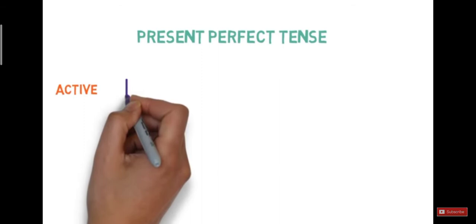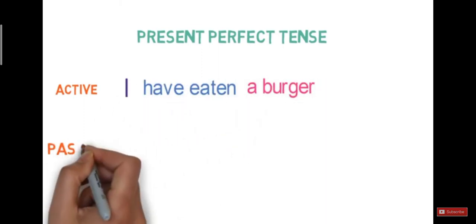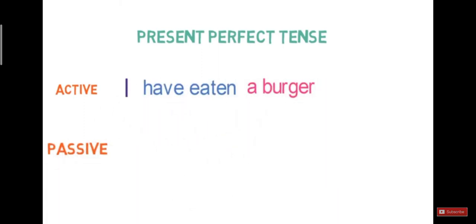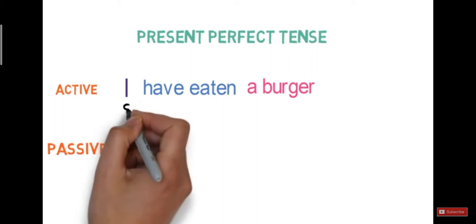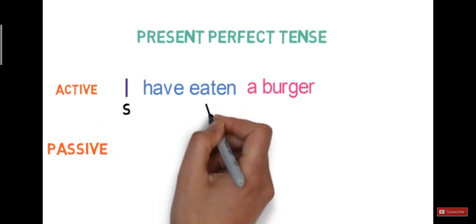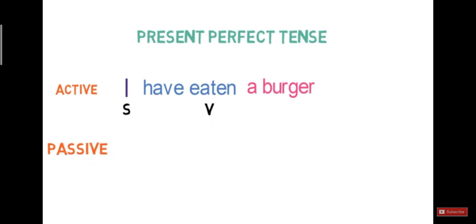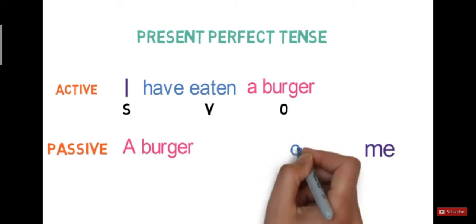Present perfect tense, active voice. Example: I have eaten a burger. First step, identify. I, subject, a burger, object, and eaten, verb. Now, when we want to change into passive voice, what will we do? We'll bring burger in front, a burger, and then I will change into me. Now, this is the second step we did.